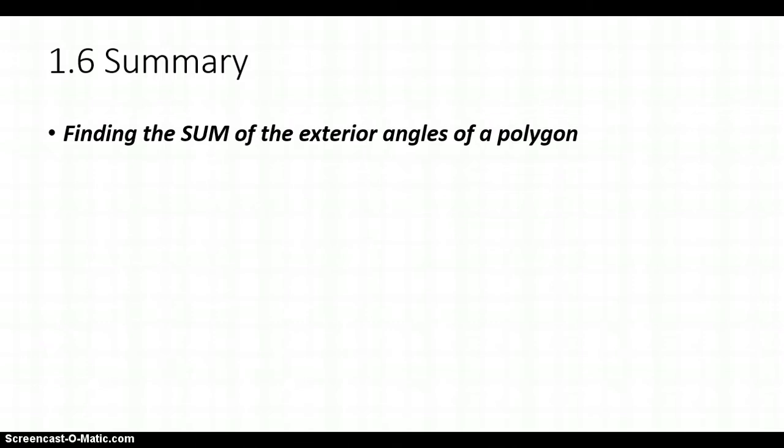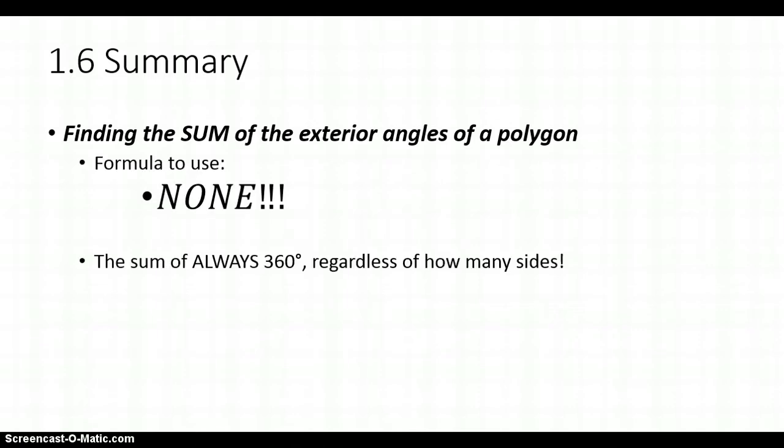You also have exterior angles in a polygon. Remember from when we did triangles, when you extend the side of a polygon, you make an exterior angle. The exterior angles are always going to have the same sum. So there's no formula for finding the sum of the exterior angles. Think about, as you go around the polygon, you're making a circle. Well, how many degrees in a circle? 360. So the sum is always 360 degrees, regardless of how many sides.